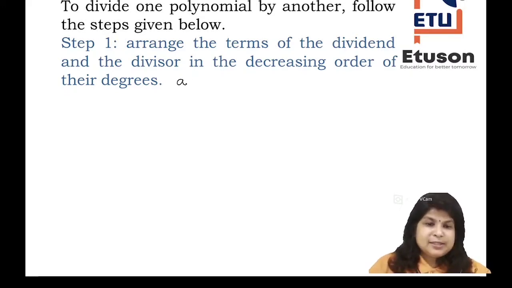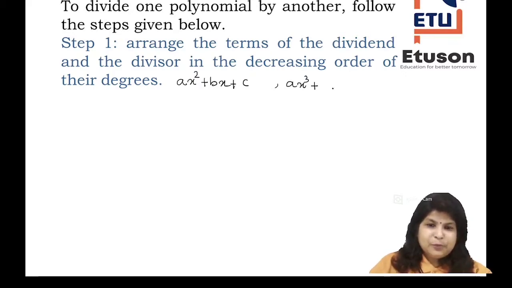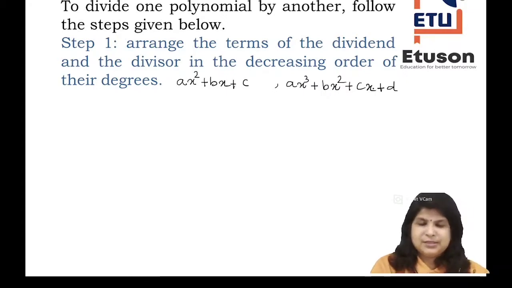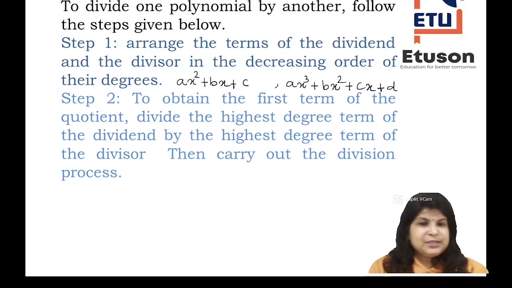So what is the standard form of a quadratic equation? That is ax square plus bx plus c. Similarly, in case of cubic polynomial, it should be written in this form, that is ax cube plus bx square plus cx plus d. Correct or not? Okay, so this is the first step. So what is your second step then?